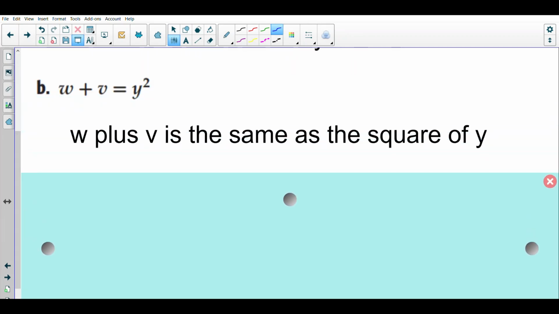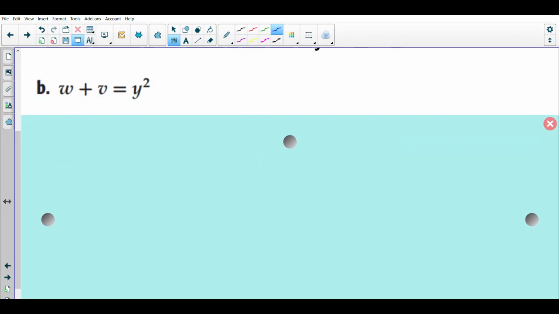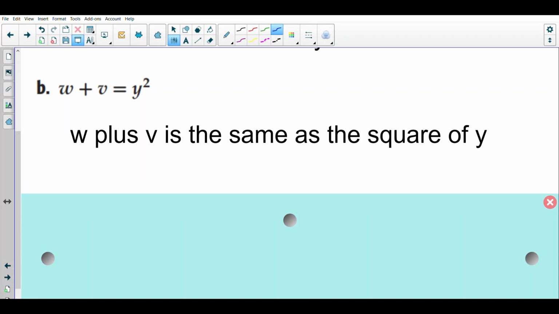The next one, W plus V is equal to Y squared. Now I could write those exact words down. I changed it up a little bit just to have a little bit different. W plus V is the same as the square of Y. So see how there's some variation, but they were both correct in our answer. So keep that in mind when you translate. Just write down what you say as you read it.